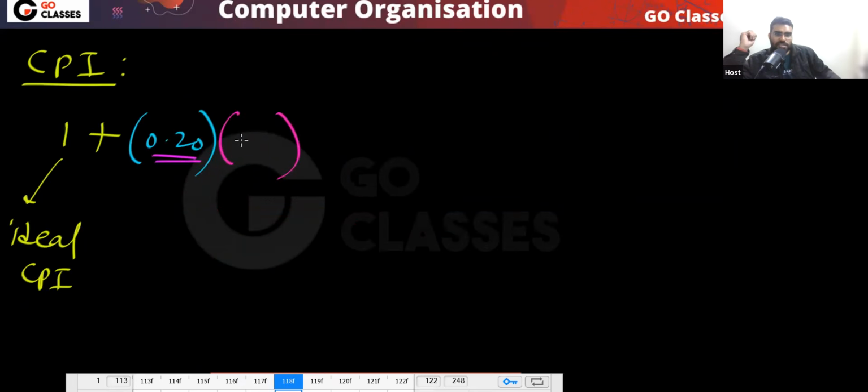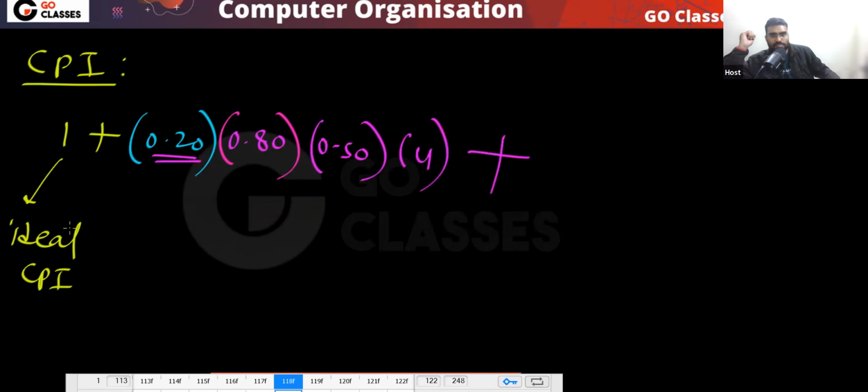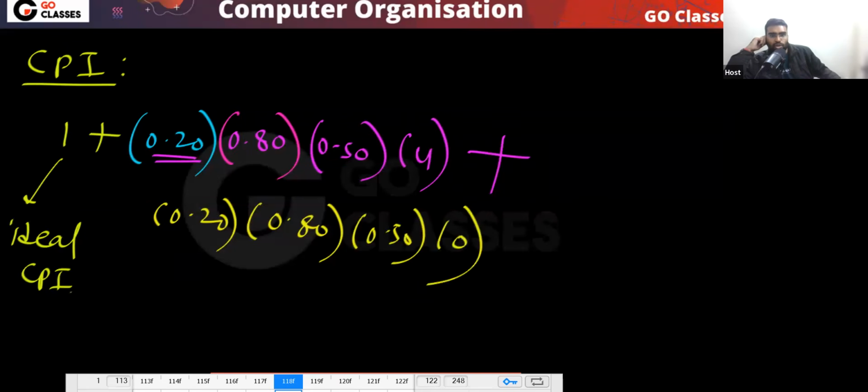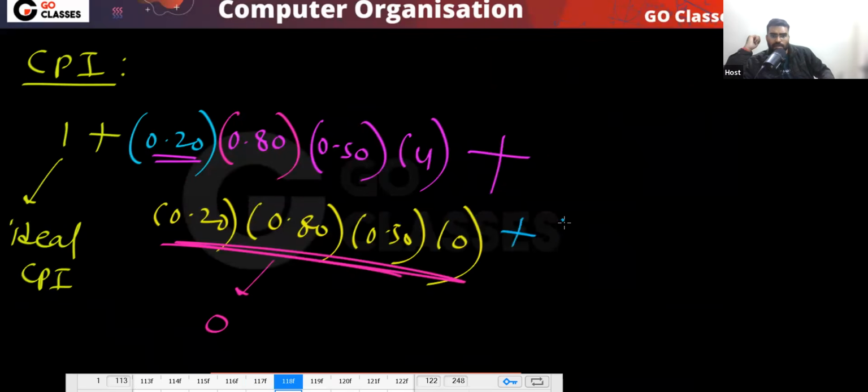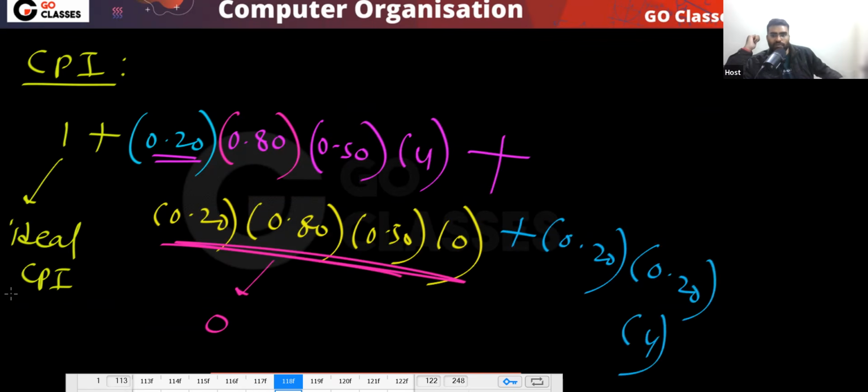20% are branch instructions. In these 20%, 80% are conditional branches. In these conditional branches, 50% will give you 4 stalls. Plus, in the other 50%, 0 stalls, so there is nothing to calculate and you do not have to calculate this path. Plus, 20% unconditional branches will give you 4 stalls.